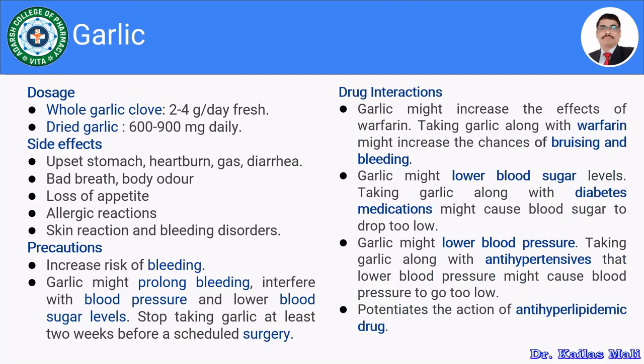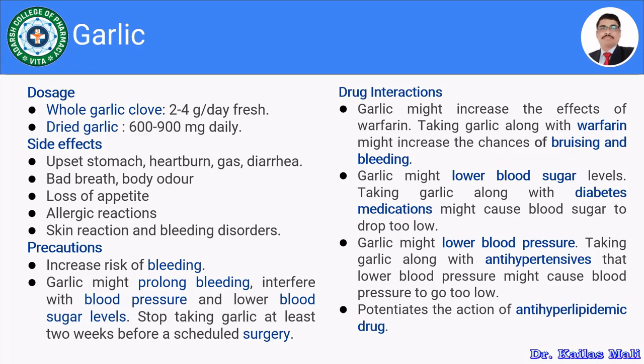So the dosage: a whole garlic clove, 2 to 4 grams per day, and fresh and dried garlic, 600 to 900 milligrams daily. So these are the recommended dosages. If we are taking a whole garlic clove, it should be 2 to 4 grams per day, and if dried garlic is used, it is 600 to 900 milligrams daily. Let us see the side effects.